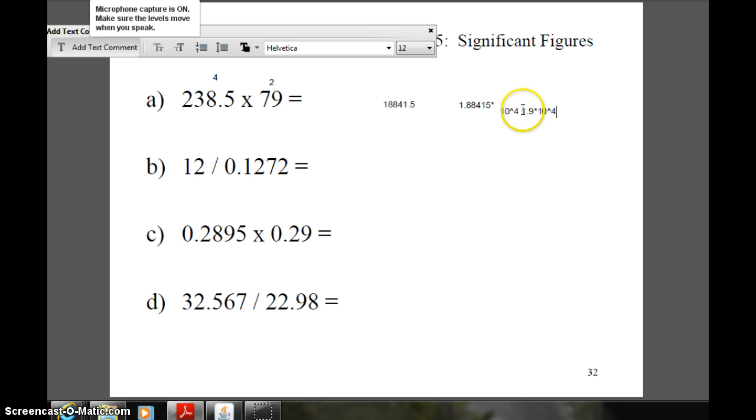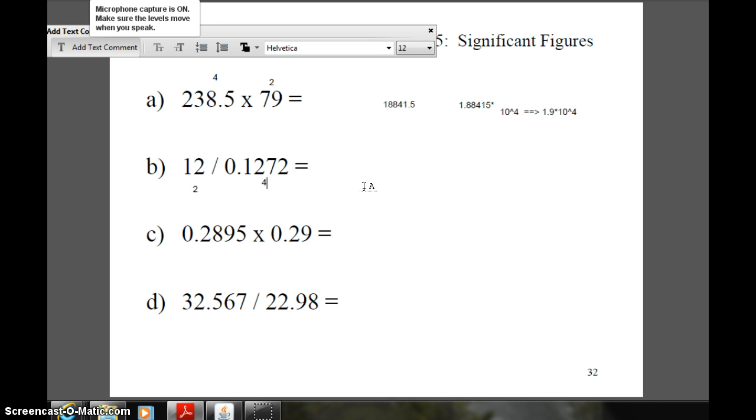That means you're going to simply have to round up the 1.88415 such that it reflects 2 sig figs. Let's do another one just for the sake of argument. Perhaps I can pick, let's do this one. Maybe let's do a division because we already did a multiplication. So we have 2 significant figures for the 12, and we have 4 significant figures for the second number.